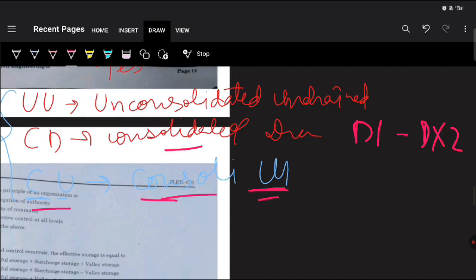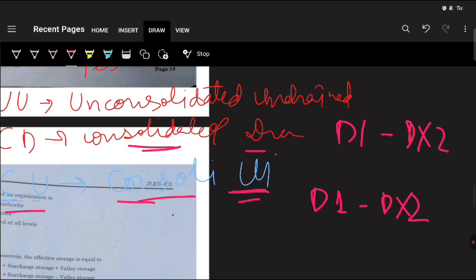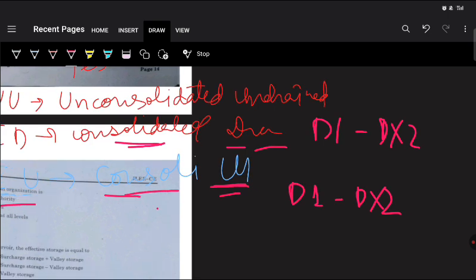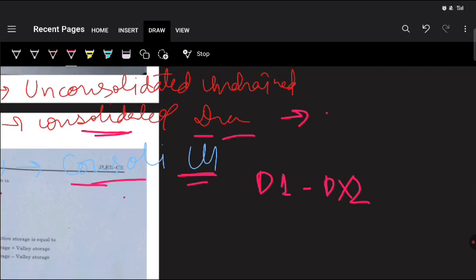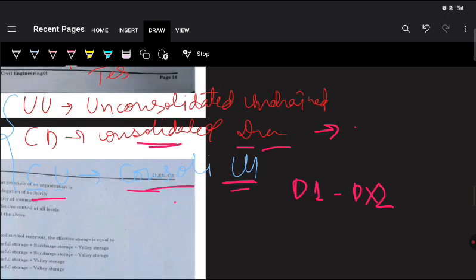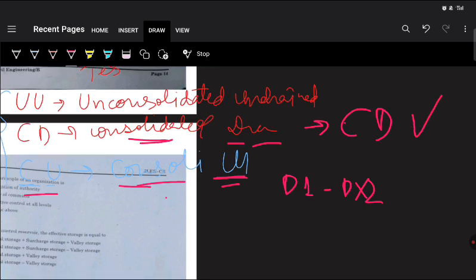Consolidated undrained test means drainage is allowed in the initial stage, but not in the final stage. Consolidated drained test means drainage is allowed through the whole test. If drainage is permitted throughout the triaxial test, we call it consolidated drained test. Drainage is allowed all the time.